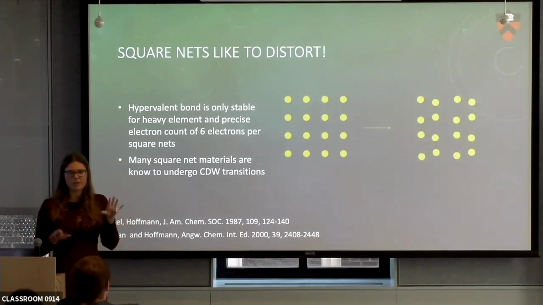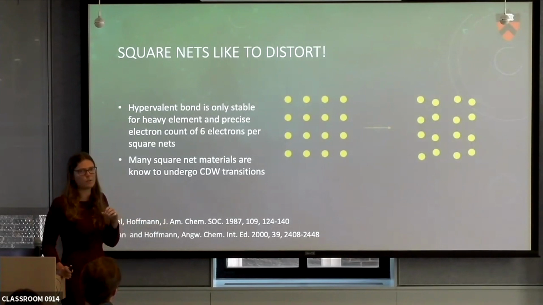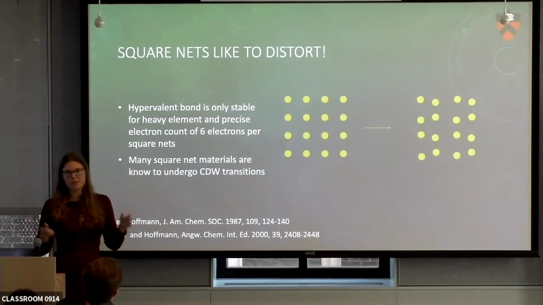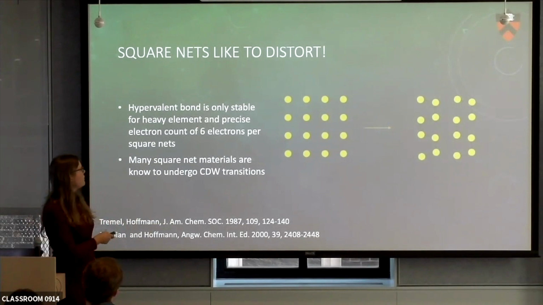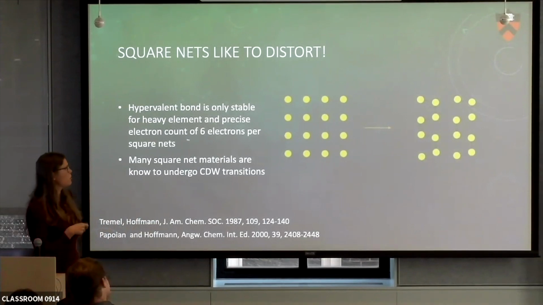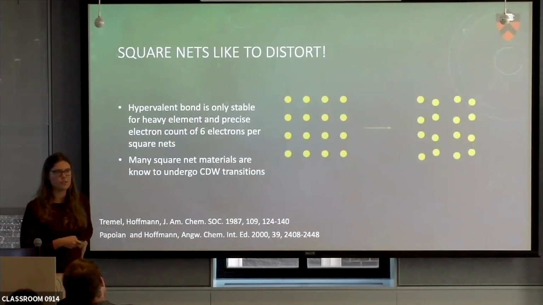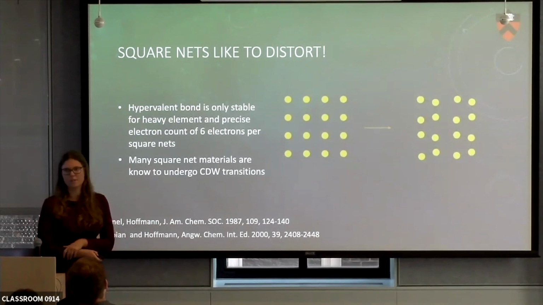So something also interesting to look for is materials that are at the borderline to a Peierls distortion or charge density wave, where in 1D it is a Peierls distortion and in 2D a charge density wave. And so we just wanted to look, once we start violating the hypervalent bond rules and we go away from the perfect 6 electrons per square net, what happens to the structure, if we start to induce distortions, and if these distortions are of any interest to our property.